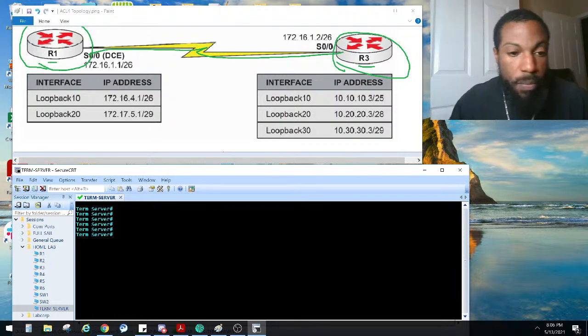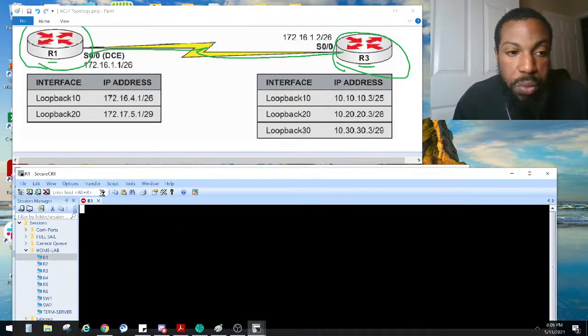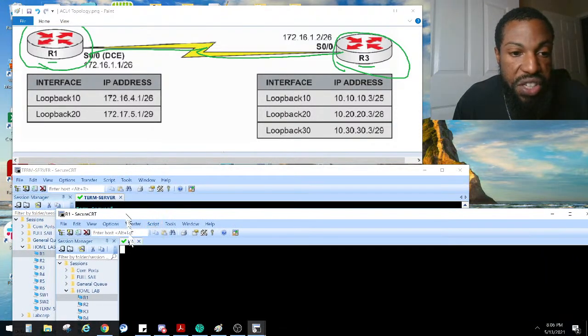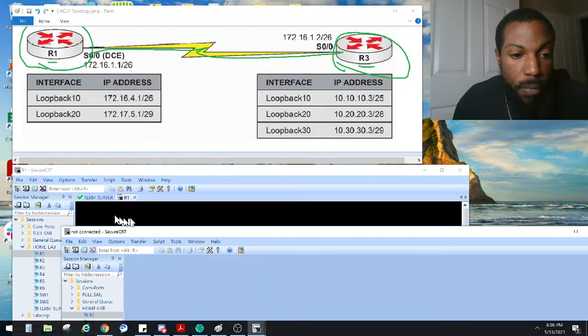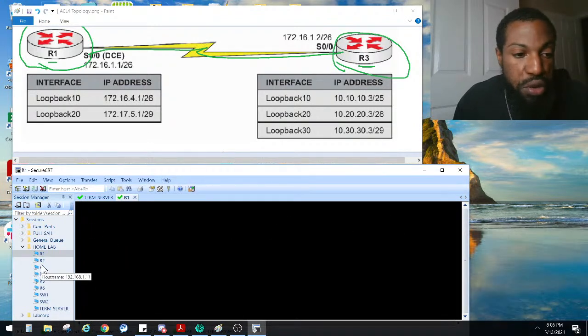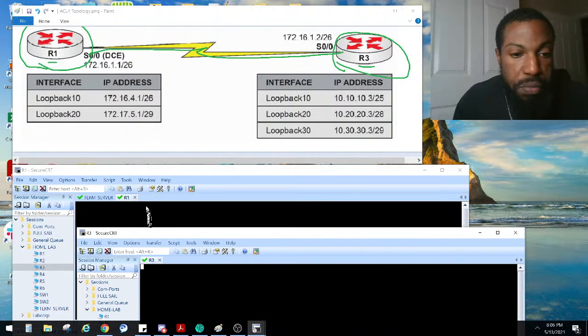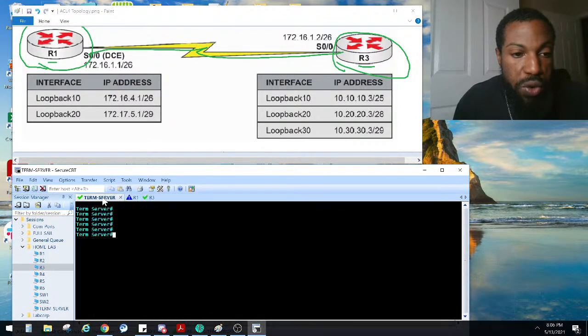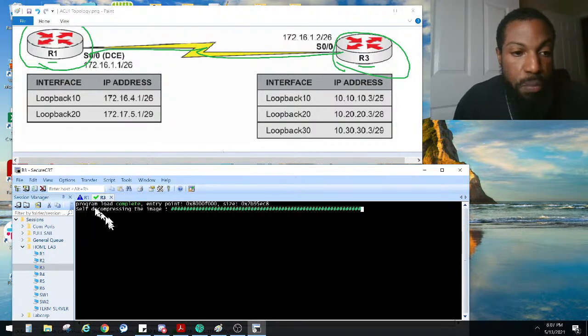Let me get router 1 powered up. What applications you guys using? Are you using EVE-NG or GNS3 for this lab? Y'all know I want to keep this interactive here. Excuse me for the water in my mouth. Router 3 is powering up right now. Come on, router 3. Come on, fam. I'm gonna go ahead and disconnect the terminal server. We don't need that.